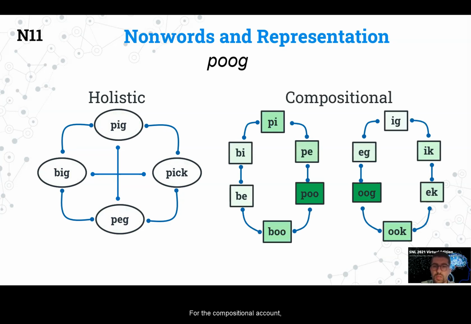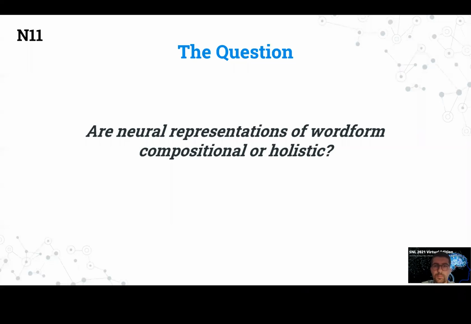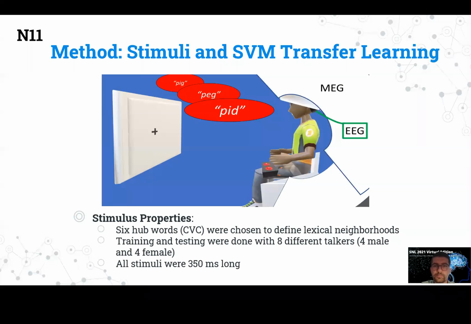For the compositional account, after the lateral inhibition dynamics plays out, we end up with a single representation. Critically, there is potentially full representation of non-words in the lexicon according to the compositional account. To sum up, compositional representations support non-words, but holistic doesn't. Therefore, the question that we are interested in is: are neural representations of word form compositional or holistic?